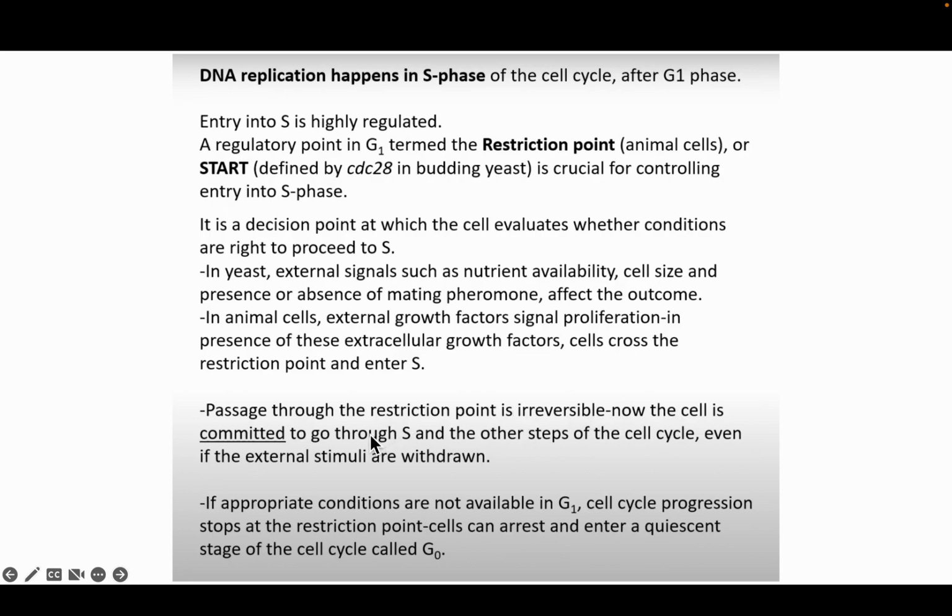Now the cell is committed to go through S and the other steps of the cell cycle, even if the external stimuli are withdrawn. If appropriate conditions are not available in G1, the cell cycle progression stops at the restriction point. Cells can arrest and enter a quiescent state of the cell cycle called G0.